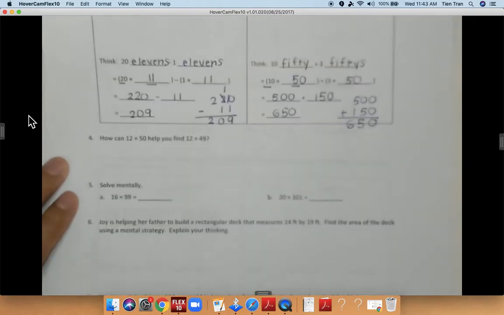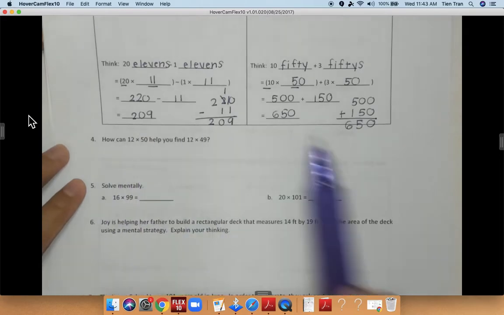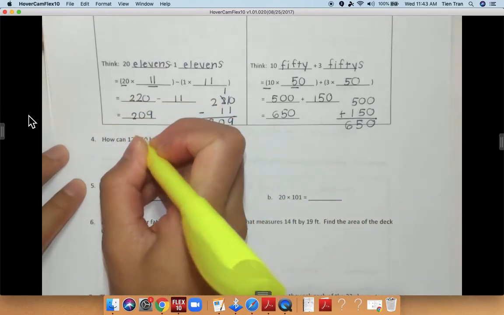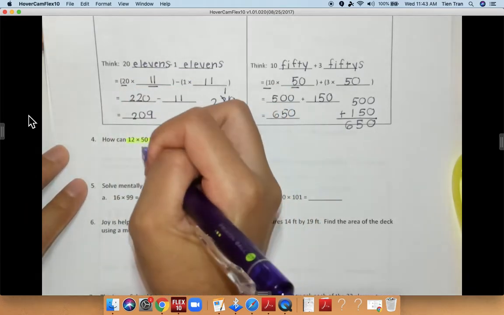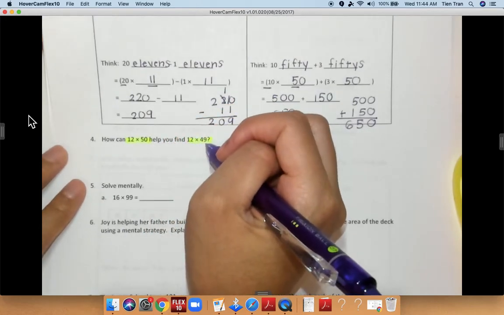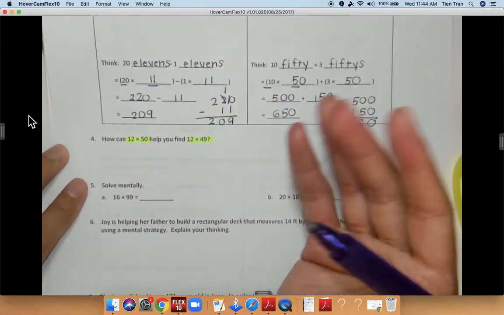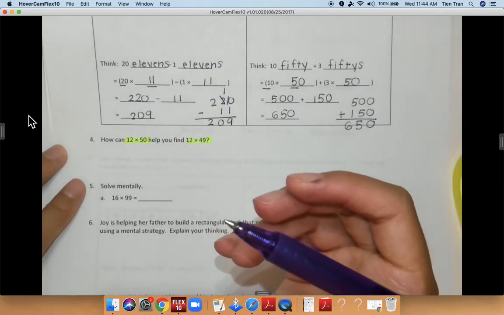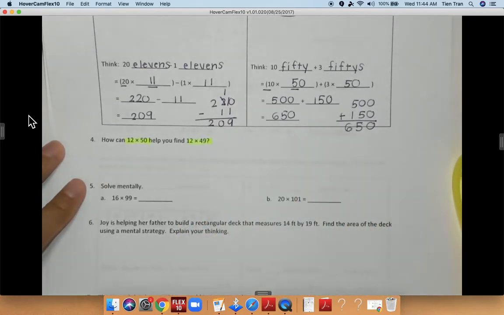Now, for problem number 4, they ask you a question. It is a word problem. How can 12 times 50 help you find 12 times 49? So looking at this, I know that 50 is only one more than 49. So if I were to estimate, I can kind of figure out that they would be in a similar area, right? They would have a similar answer. It wouldn't be too off or too far from 12 times 50.